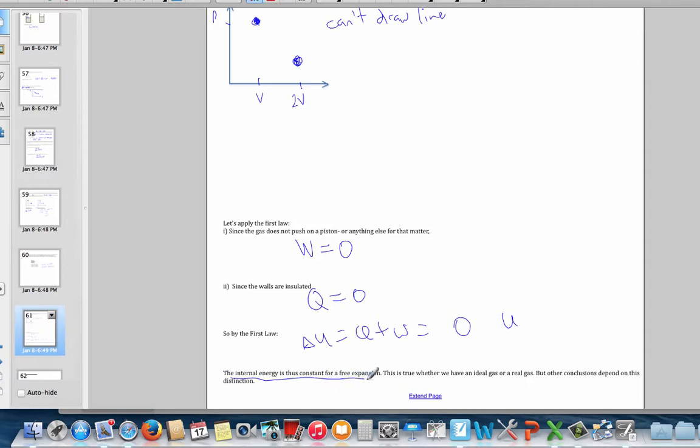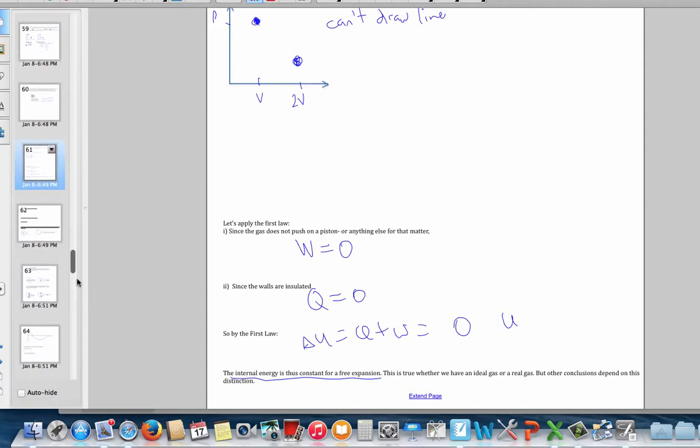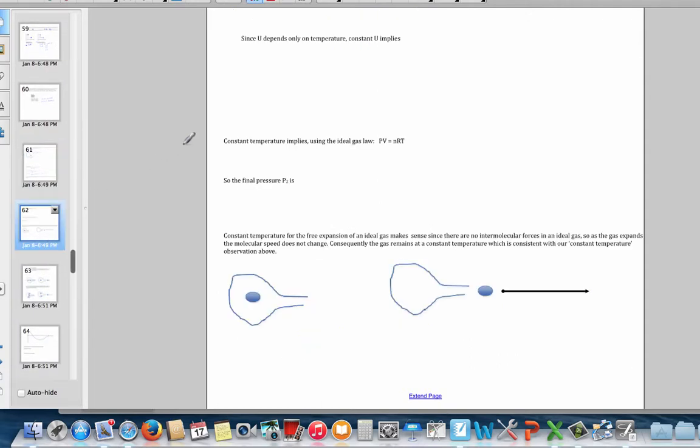Now, the first law is true for all gases, but from this point, there's sort of a bifurcation. We're going to consider two cases, either an ideal gas or a non-ideal gas. And both of these are very interesting and important examples. So first of all, what happens if it's actually an ideal gas? Well, we've said that U is constant, but we know that U depends on temperature only. So constant U would have to imply constant temperature.